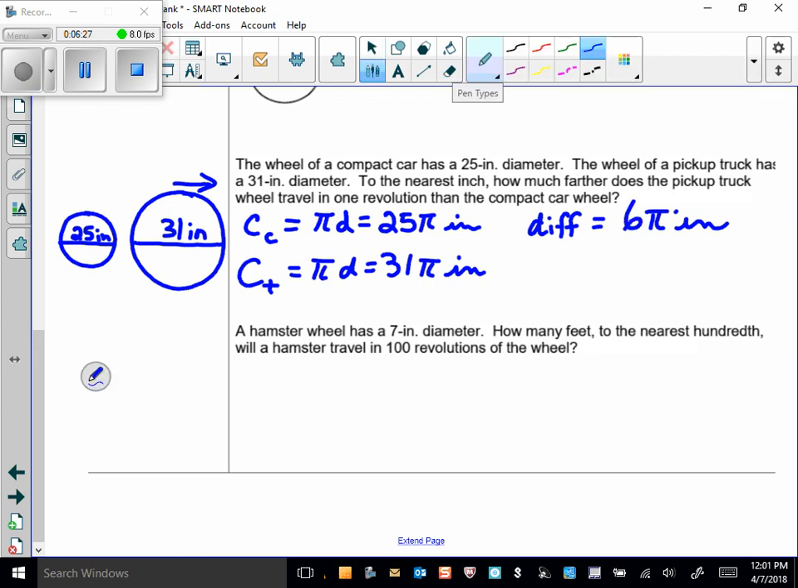6 pi. So if I punch that into my calculator, I'm going to round that off to the nearest inch, which is going to be approximately 19 inches. Okay, you pause here and do the rest of these examples while I put the answers up for you.